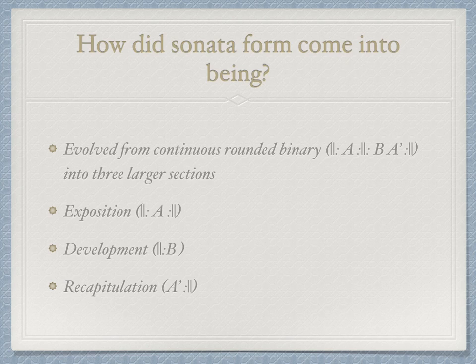How did sonata form come into being? Well, another small formal design called rounded binary was expanded into three larger sections. Continuous rounded binary features a modulation to a B section key area and a truncated return of the A section material. In this way, sonata form is an expansion of this idea, which features three large sections known as the exposition, development, and recapitulation.